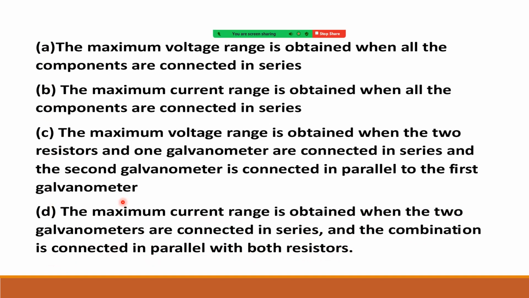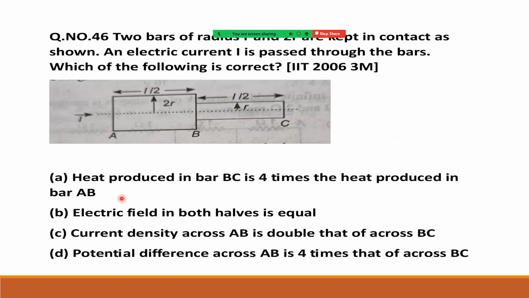Okay, then see the next one. Two bars of radius R and 2R are kept in contact as shown. An electric current I is passed through the bars. Which of the following is correct?